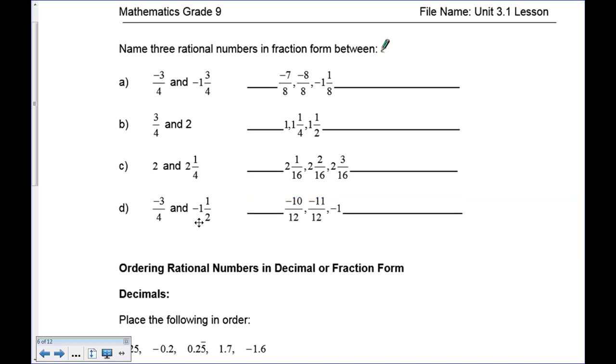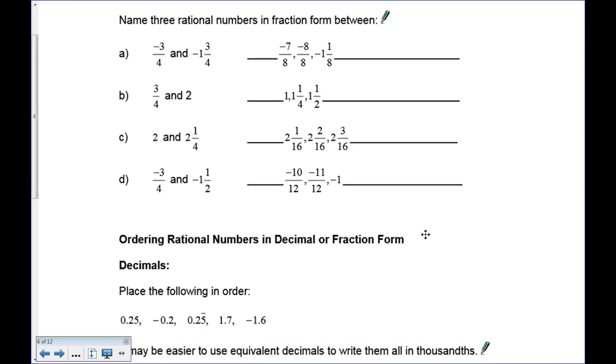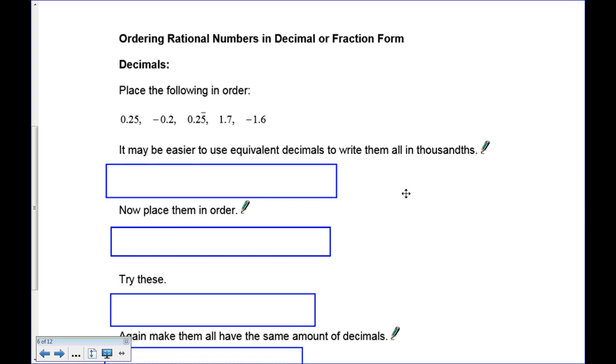Now the last one, negative 3/4 and negative 1/2. Here we go. I'm changing my equivalent fractions all into twelfths. So multiplying this by 3, that is negative 9 over 12. And this one would be, since we're in twelfths, negative 6 over 12. So anything between negative 9/12 and negative 1 and 6/12 would be correct. Now if you change negative 1 and 6/12, you get negative 18/12. So there's quite a few numbers in here you can mess around with. Negative 10 all the way through to negative 18 over 12. Okay?